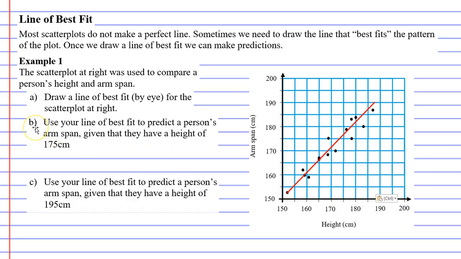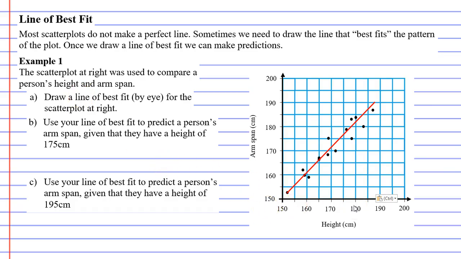Now moving to question B. It says, use your line of best fit to predict a person's arm span given that they have a height of 175 centimeters. And this is where scatter plots come in handy when you want to make predictions. In fact, this is pretty much why we make scatter plots.